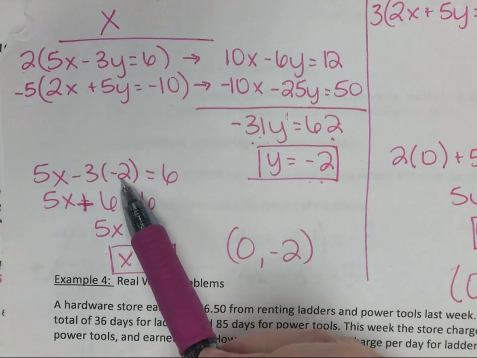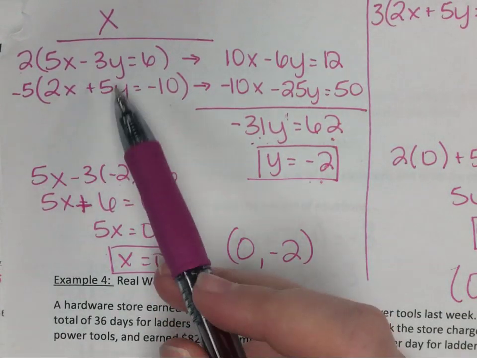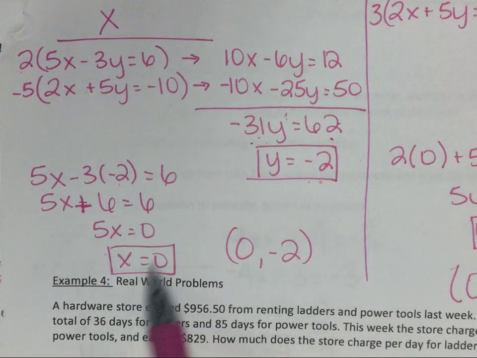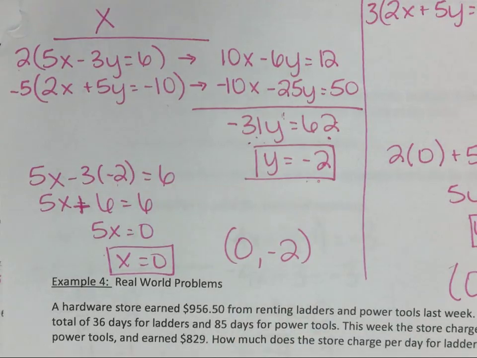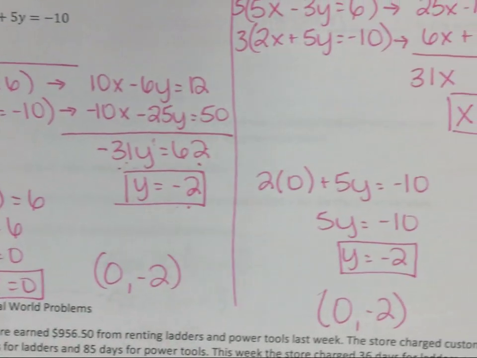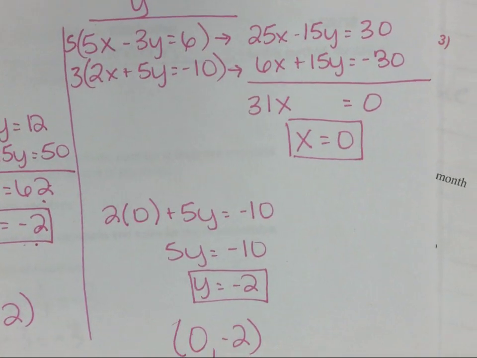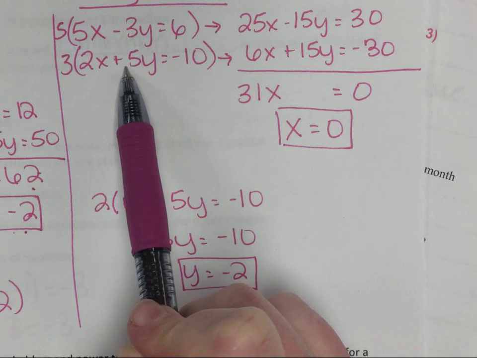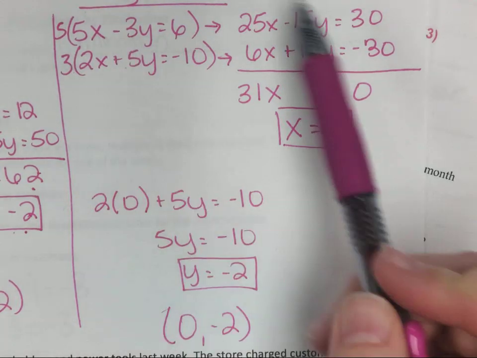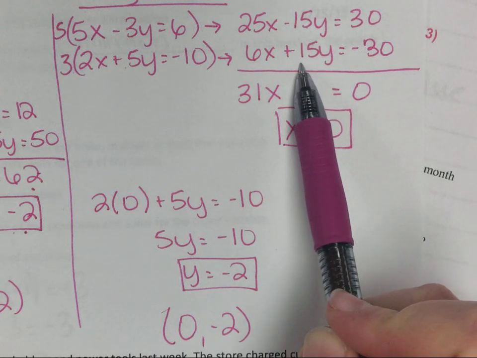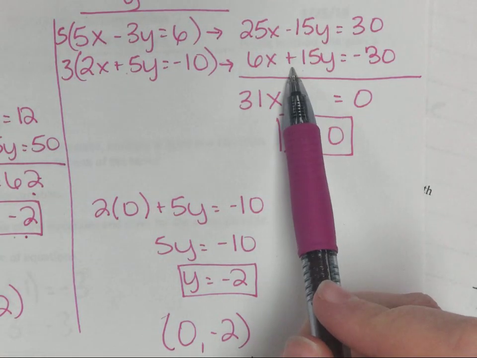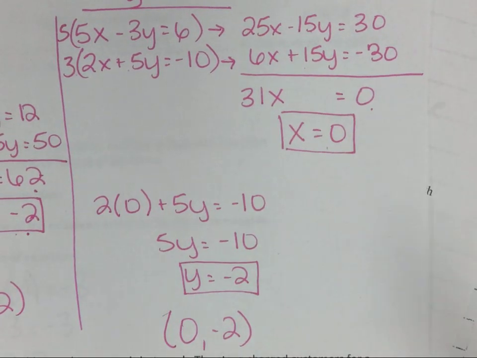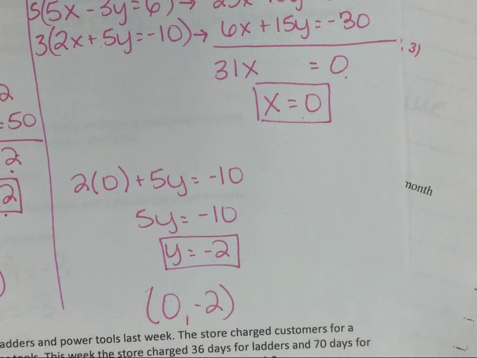And then when I plugged it back into one of the original equations, it doesn't matter which original equation you use. When I plugged it back in, I got x is equal to 0. So here I got a positive 10x and a negative 10x. On the other one, you only had to multiply by positive since your y's were already opposite signs. So since I had a -3y and a positive 5y, they both go into 15. So I multiplied by 5 and 3 and got a -15y and a positive 15y. So that got rid of that, and I got 31x is equal to 0. So x is equal to 0. Plug that back in to get y, which was -2.